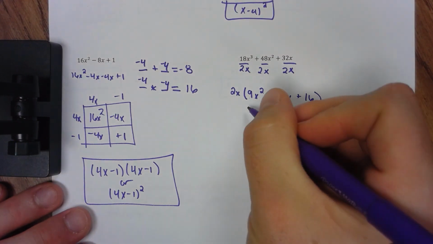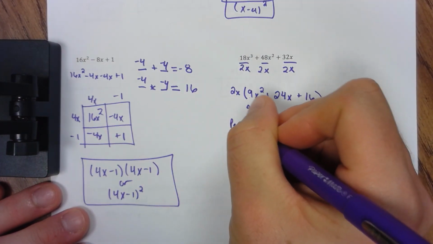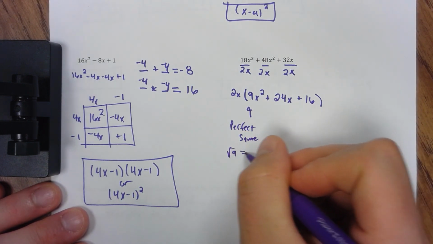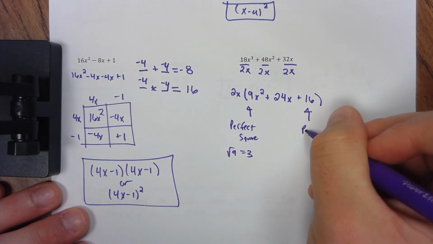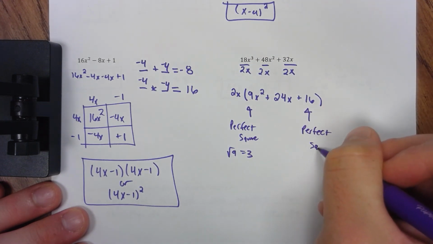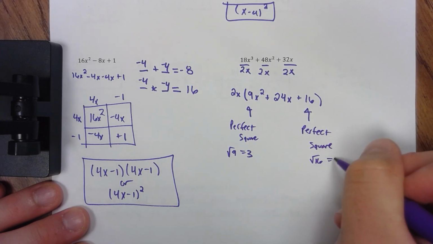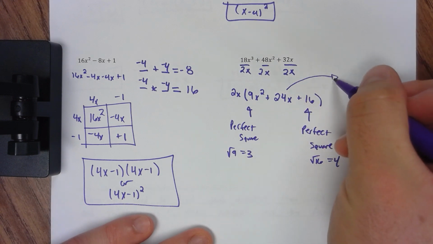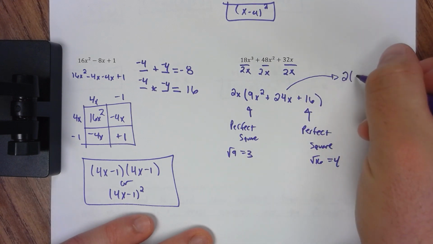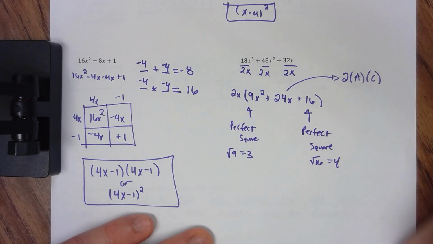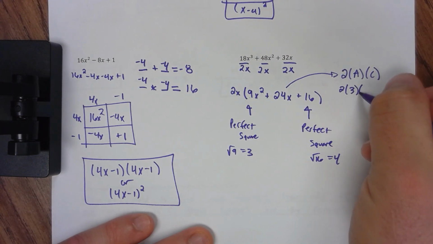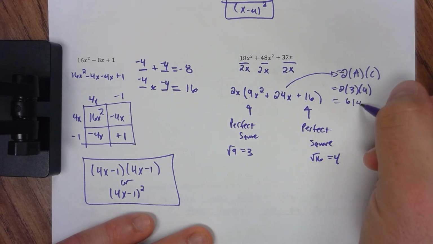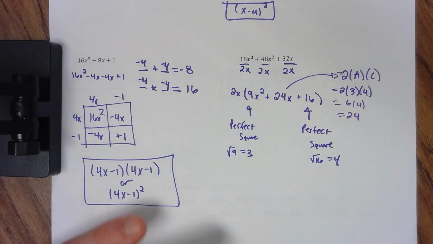So I'm like, hey, I recognize that 9 is a perfect square. Square root of 9 is 3. I recognize that 16 is a perfect square. Square root of 16 is 4. So for this formula to work, we just need this b value, 24, to be equal to 2 times a times c. So 2 times 3 times 4, that's 6 times 4 is 24. That's exactly what we had.